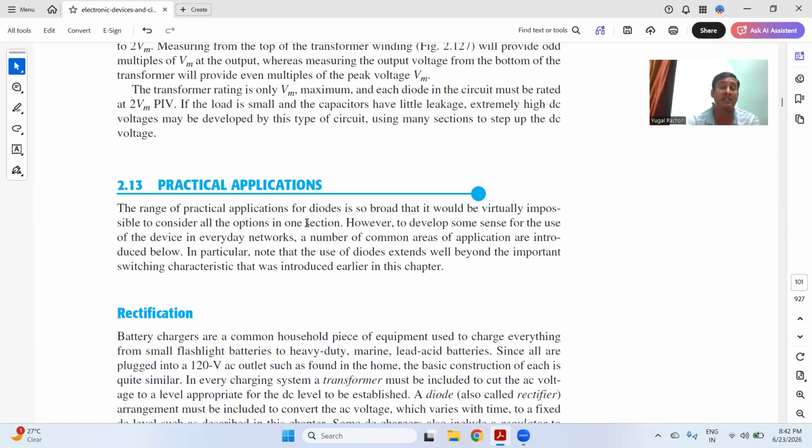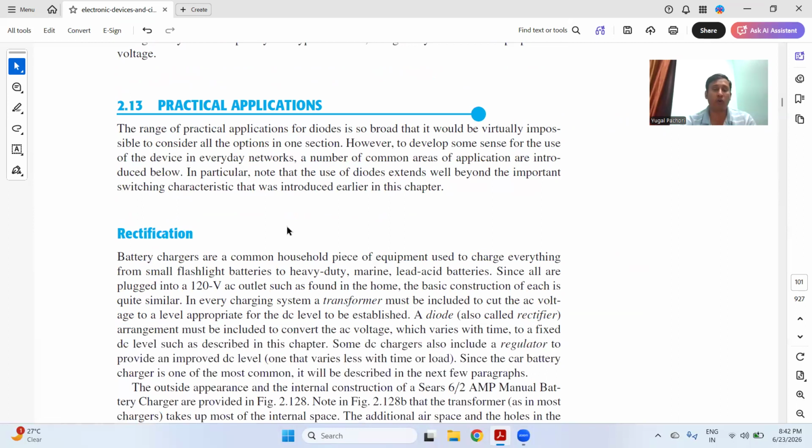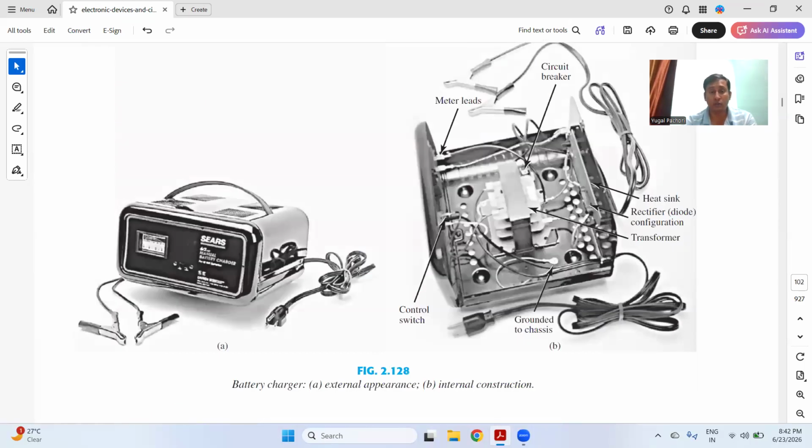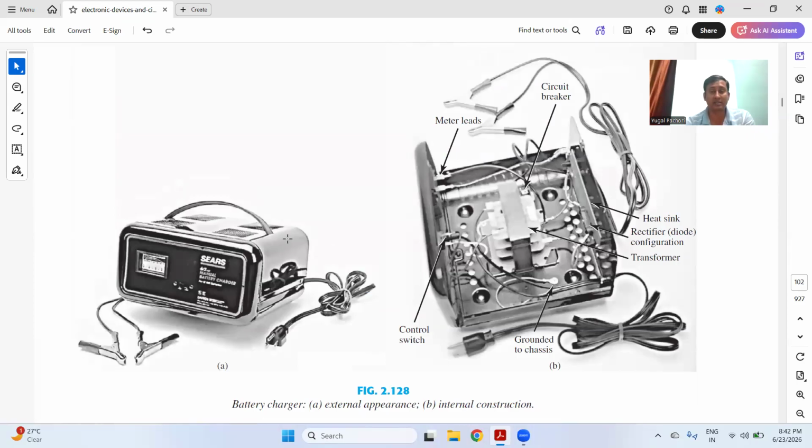Now come to the practical applications of the diode. I have already told you in various sequences in this video that it works as a rectifier. Rectifiers are of two types, half wave and full wave. Now you can see these are practical circuits of battery chargers. A battery charger has a rectifier because the normal supply you get in a household is 50 hertz and 220 volt. It is an AC supply.